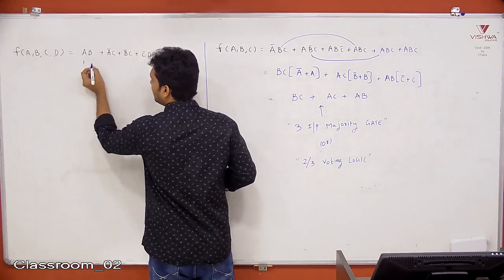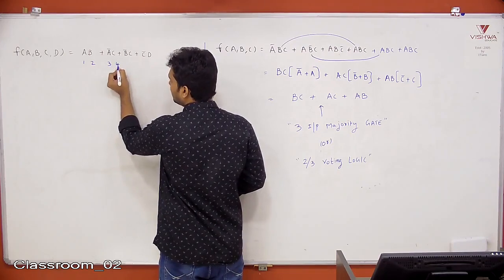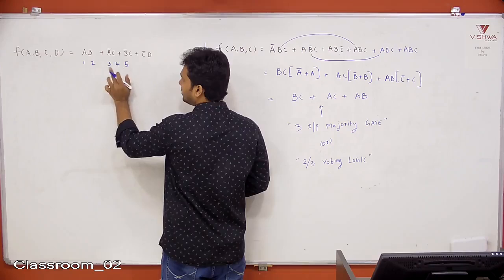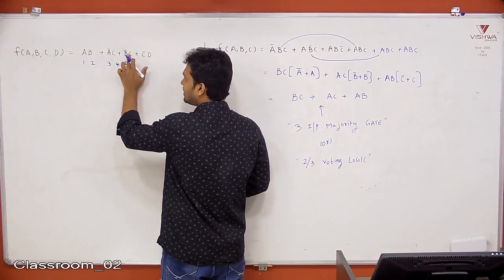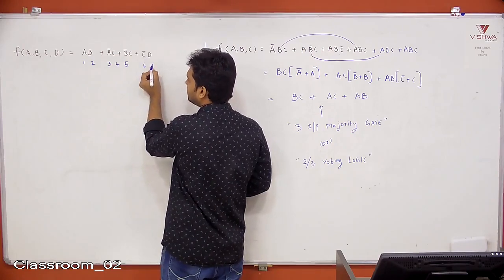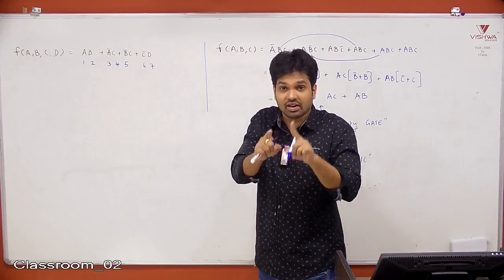A is one literal, B is one literal, A bar one literal, C one literal, B bar one literal. C already counted, it is not a different literal. It is the same literal only. Don't count it again. C bar D. Total how many literals? 7 different literals.